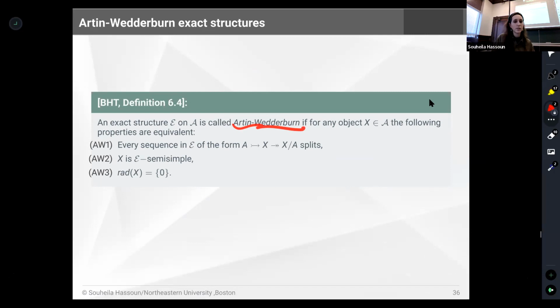That every short exact sequence is split if and only if X is semi-simple, which means it would be a sum of admissible simples, like the simples we just defined, that doesn't have any other admissible subobject. Semi-simple here means just that it is a sum of them, and that the radical is 0. So if these three are equivalent, then we consider this category called Artin-Wedderburn. And there may be a better way to define this category, like finding some condition that is simpler than saying that these three are equivalent, but I don't know it yet.